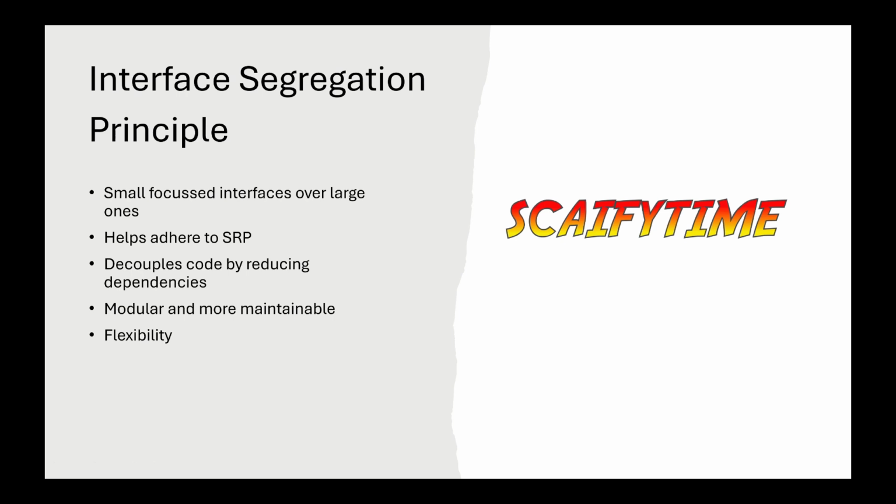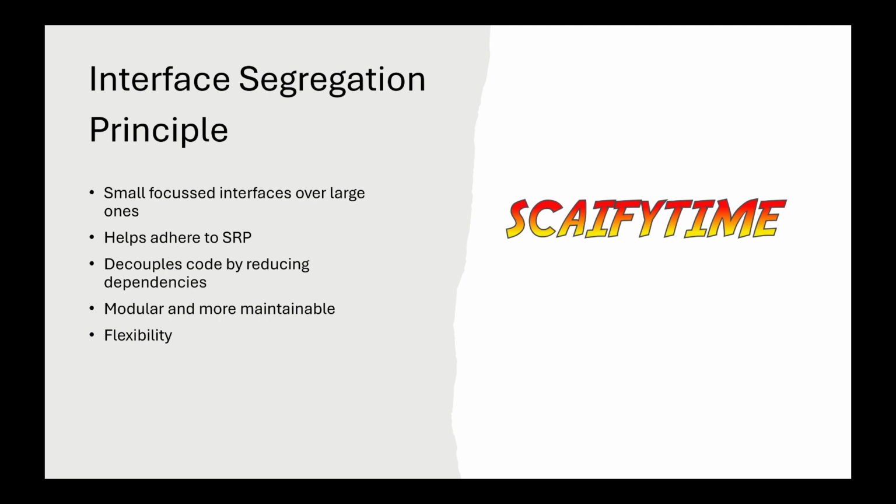Next, we have the interface segregation principle. This says it's better to have smaller focused interfaces rather than larger ones. For example, if we had an interface with 10 methods and we have three classes that inherit the interface, if class A and B only implement concrete implementations of a few of the methods, the ones that don't make sense to the class will have placeholder code in them, such as throwing an exception. Not to mention this violates the SRP, single responsibility principle, as the class is doing more than it needs.